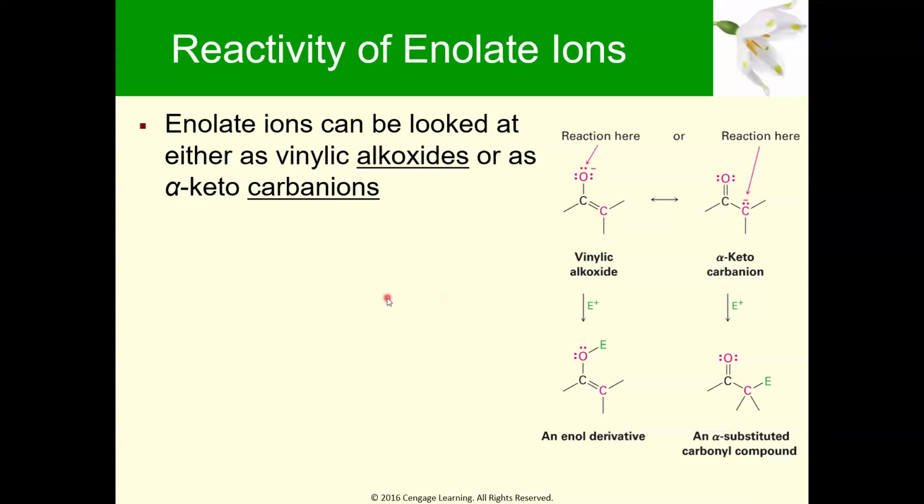Got it. All right. So let me just read that one more time. Enolate ions can be looked at as either a vinylic alkoxide or as an alpha keto carbanion.